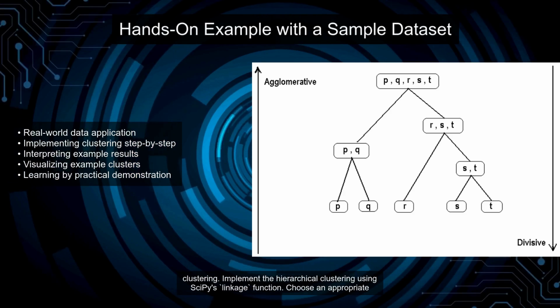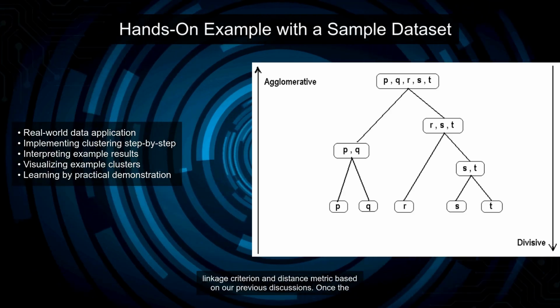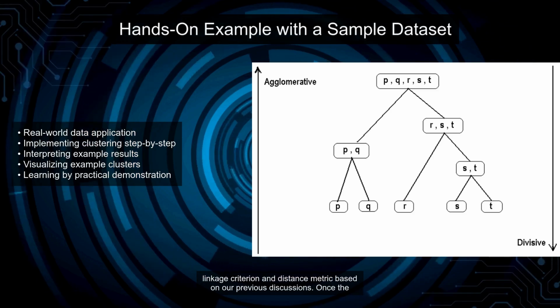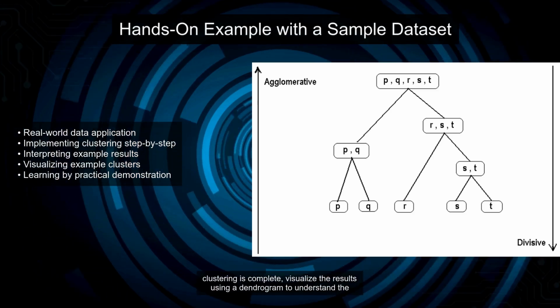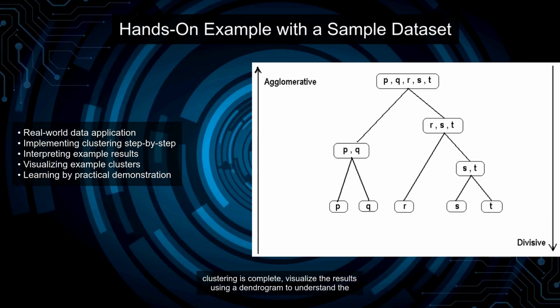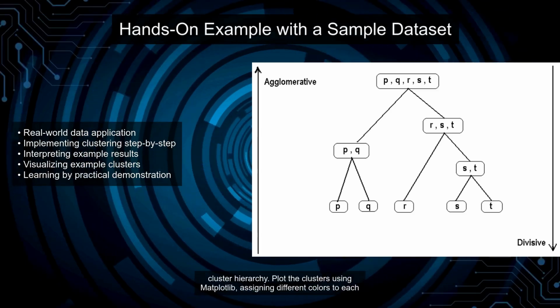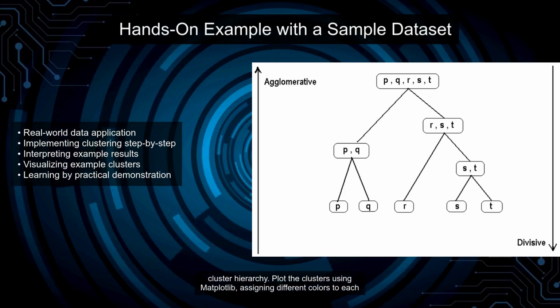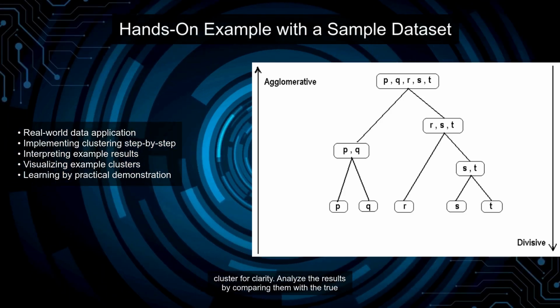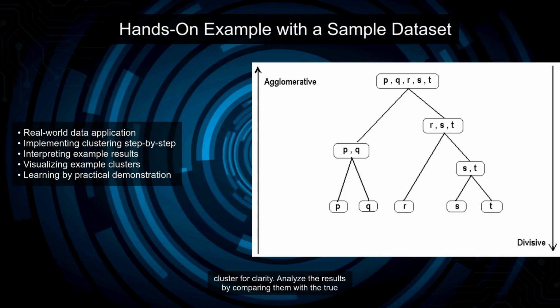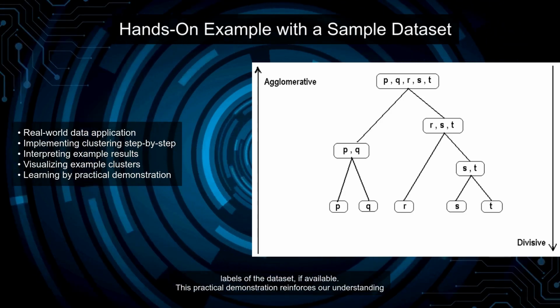Implement the hierarchical clustering using SciPy's linkage function. Choose an appropriate linkage criterion and distance metric based on our previous discussions. Once the clustering is complete, visualize the results using a dendrogram to understand the cluster hierarchy. Plot the clusters using Matplotlib, assigning different colors to each cluster for clarity. Analyze the results by comparing them with the true labels of the dataset, if available.